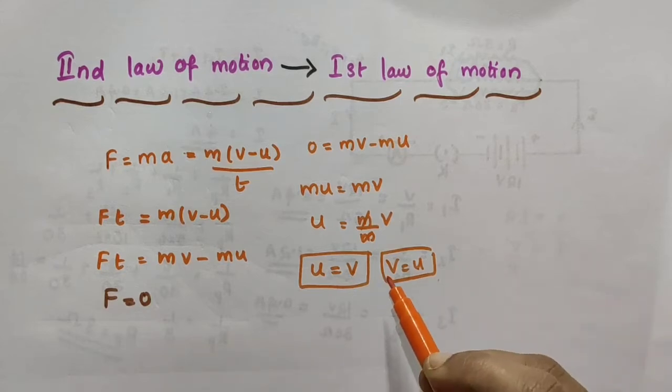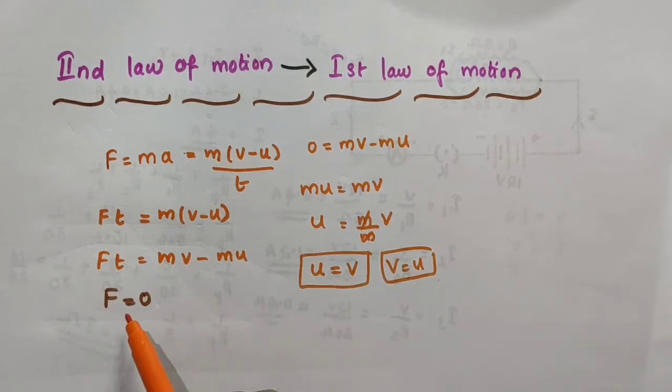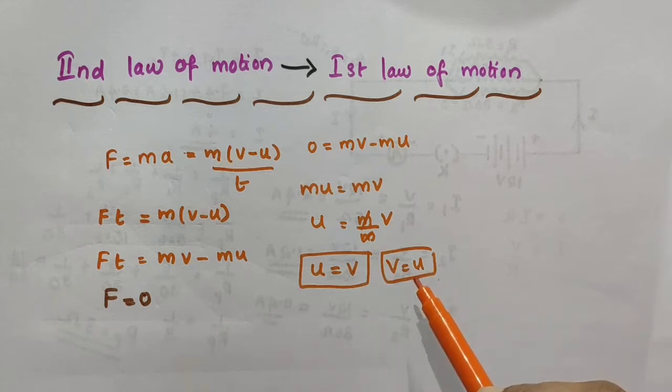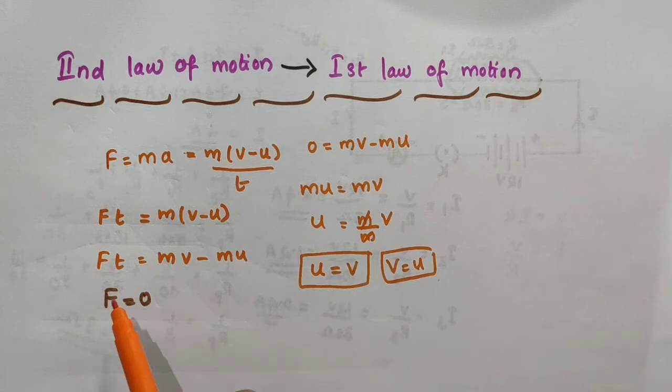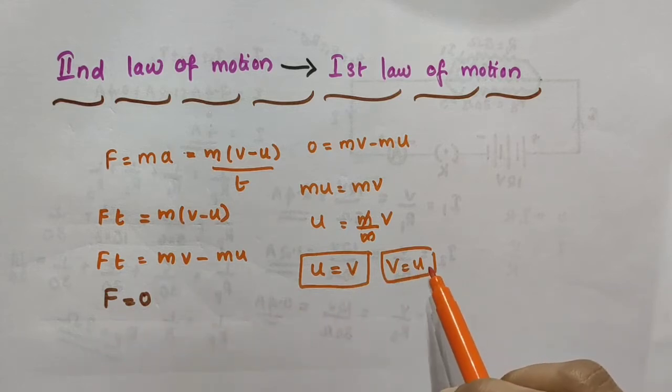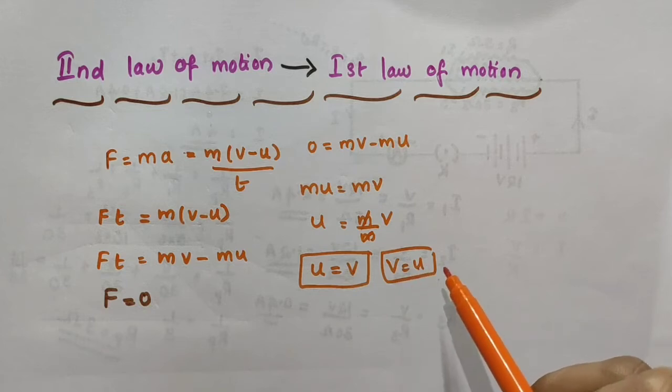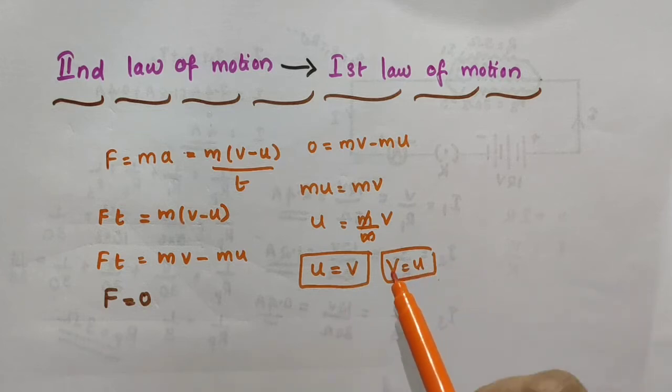What does it actually mean? When the external force F is equal to 0, that is, when no external force acts on an object, the final velocity of the object v is equal to its initial velocity u. That is, there won't be any change in the velocity of the object when no external force acts on it. The object will continue moving with the same uniform velocity throughout. That is, the object will remain in its state of uniform motion when no external force acts on it.